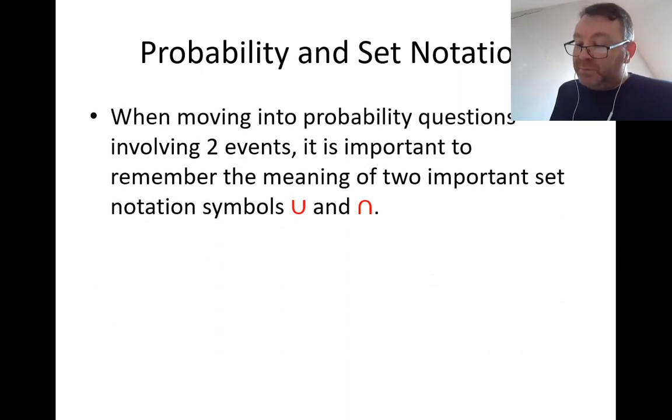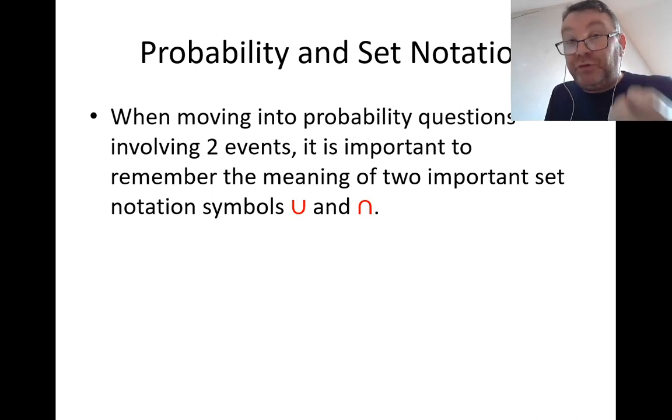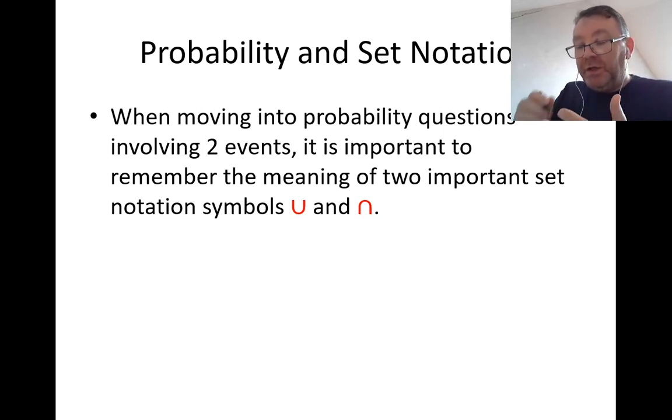So when moving into probability, where we involve two events, it's important again to remember the meaning of the two set notation symbols, the union and the intersection. Now, this is what I want to highlight. The union is also another way to say the word or, which is another way to tell you to add. So now we've got three different symbols representing the same thing: the union representing the word in English or, and the word or in mathematics represents the function addition.